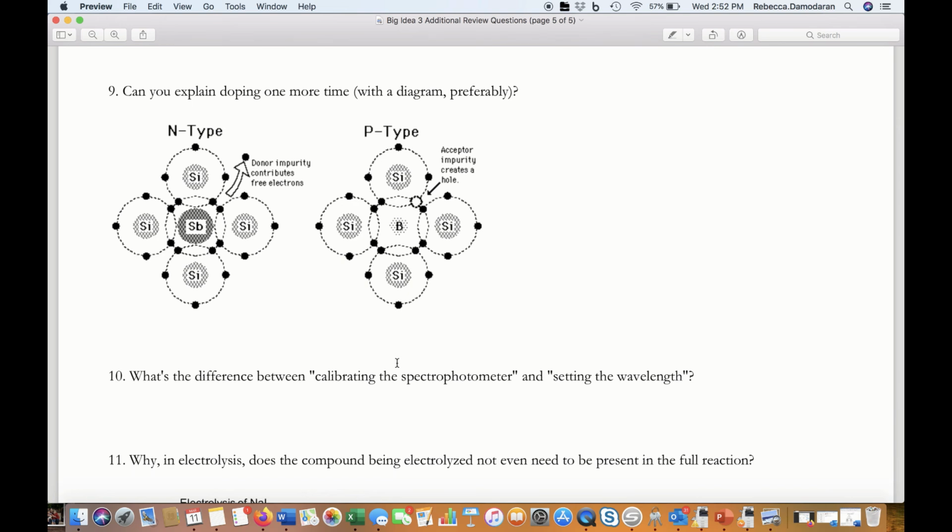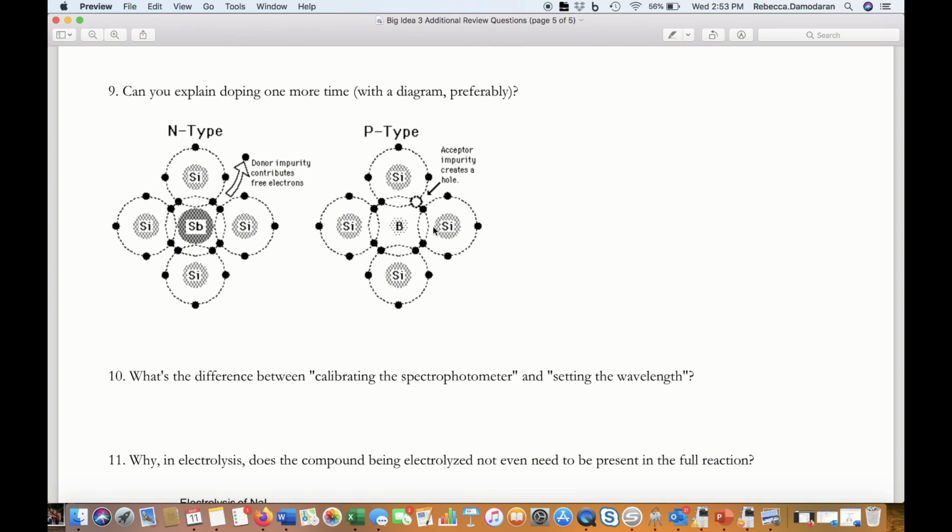There's a question about doping. So you've got N-type doping and P-type doping. For N-type doping, you're adding an atom that actually has 1 more electron than the normal semiconductor does. So the whole point of doping is to increase the ability of that element to conduct electricity. So N-type doping, by having an element that has 1 more electron, you now have an extra free electron that can move around and can conduct electricity.